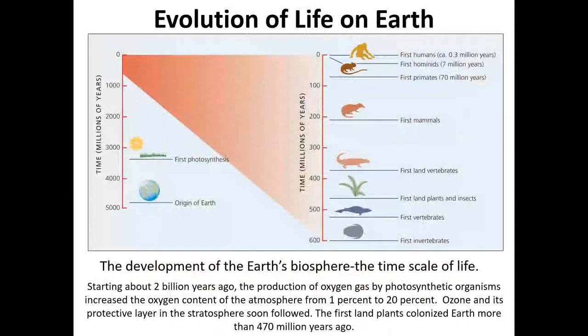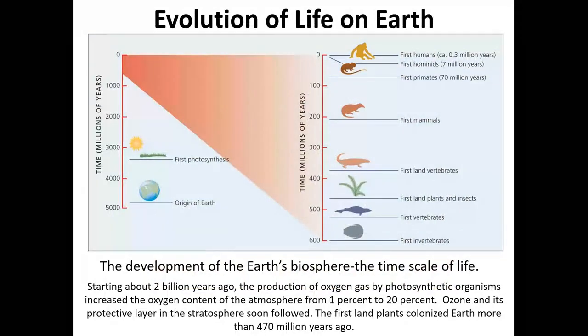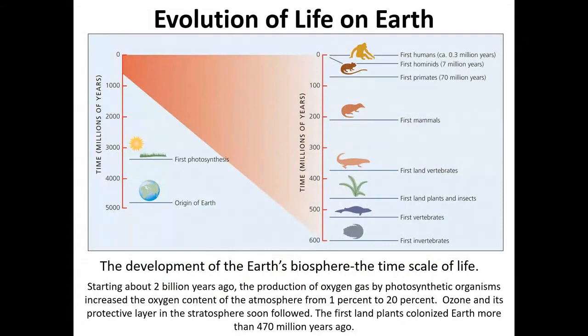So evolution of life on Earth. This picture on the left here, 5,000 represents millions of years, so that 5,000 means 5 billion years ago. So the origin of the Earth is about 5 to 4 billion years ago. First photosynthesis started about 3.4 billion years ago. And then as you get to about 600 million years ago, you see the area expanded on the right. First invertebrates were about 600 million years ago. First vertebrates about 520. First land plants a little after that.